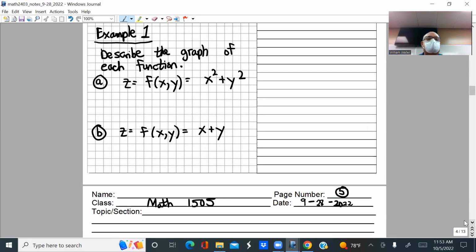All right. So here's my first one. z is equal to x squared plus y squared. You can sort of ignore the f of x, y. That's just modern function notation, which is going to be useful to us in the class, but in terms of thinking about the graph, it's not useful to us. So let's just drop the f of x, y for a moment and just write down this equation, z equals x squared plus y squared.